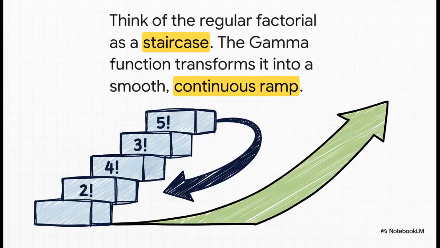Here's the best way to think about it. Imagine the regular factorial is like a staircase. You can only stand on the solid steps: 1 factorial, 2 factorial, 3 factorial, and so on. There's just empty space in between. What the gamma function does is it paves over that staircase and turns it into a perfectly smooth, continuous ramp. Now you can find a value for any point along the way.